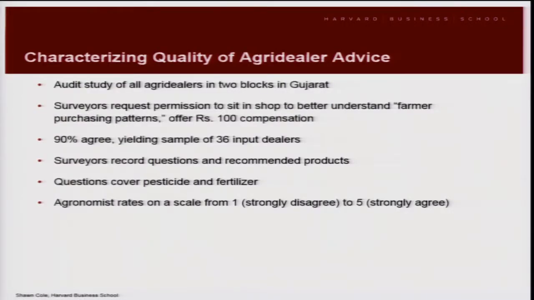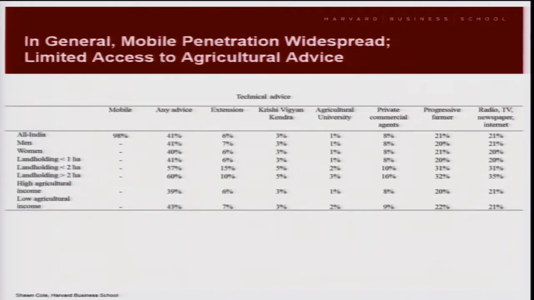So I think one immediate thought is that if the government's not providing the advice and advice matters, you might expect the private sector to provide advice, and you might expect farmers to be willing to pay for that advice or to seek it out, right? And that's certainly the case. If you ask farmers where they get information, the second or third most common provider, which didn't make it onto this slide, is private commercial agents or agri dealers.